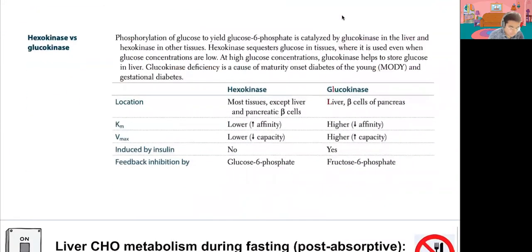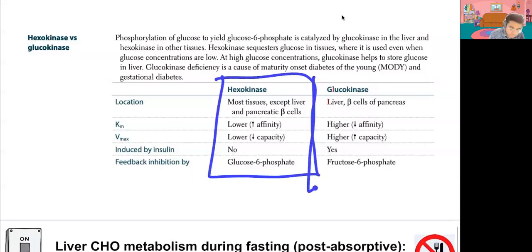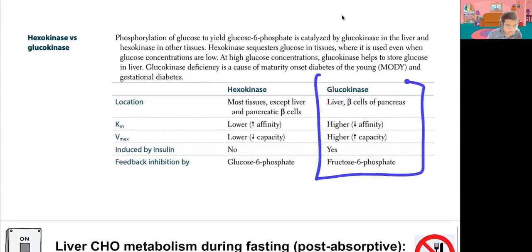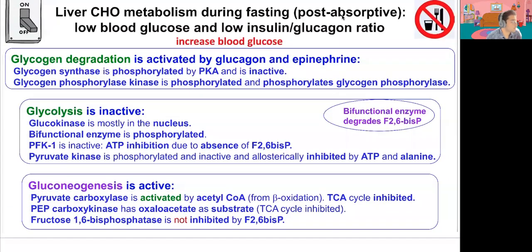Here it is again. Make sure you know your hexokinase versus glucokinase, because remember, the L in glucokinase is liver. Okay, so keep that in mind, keep it straight, because they like to ask this question a lot about hexokinase versus glucokinase. Glycolysis is inactive.